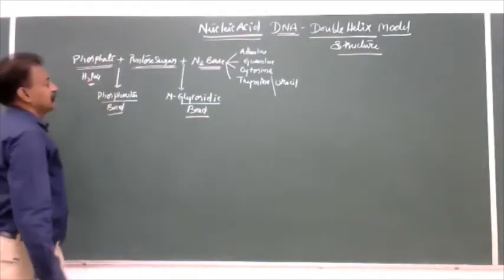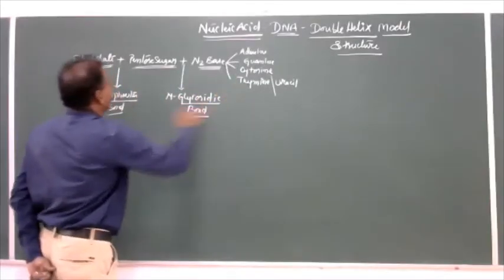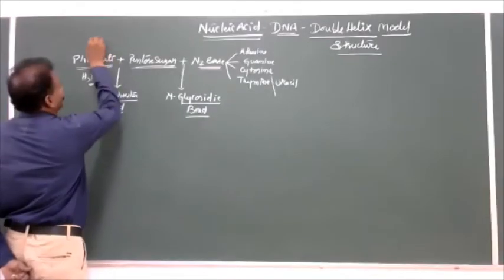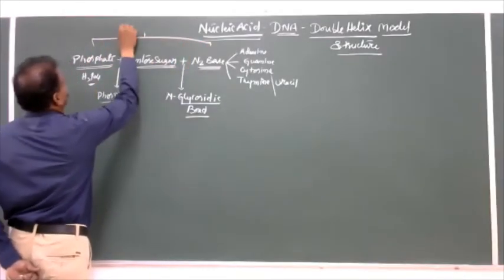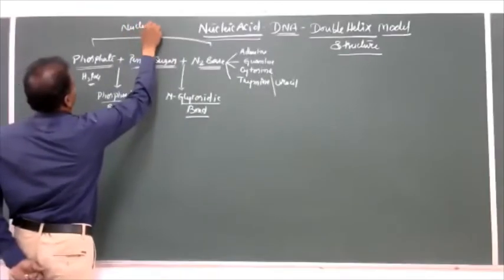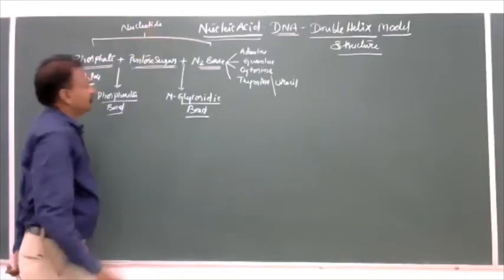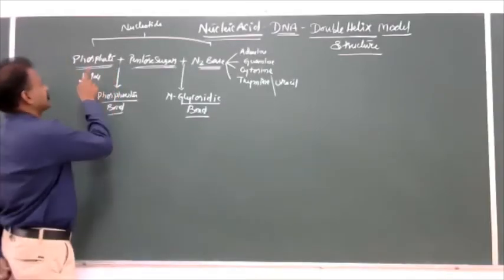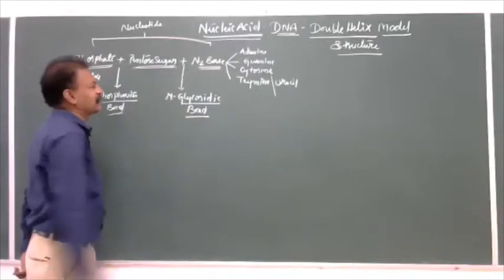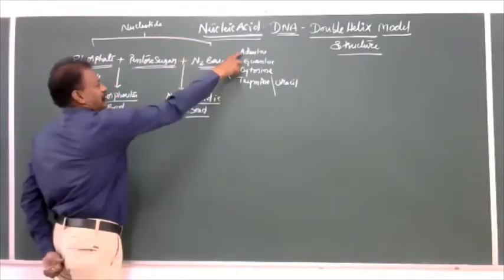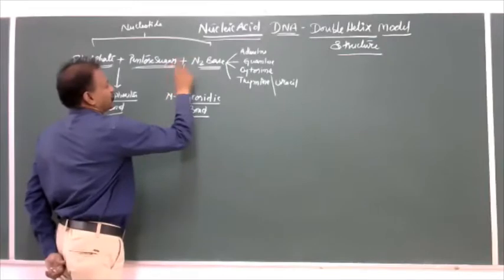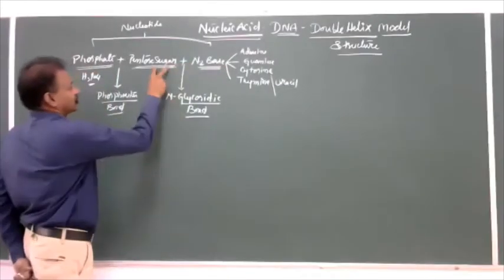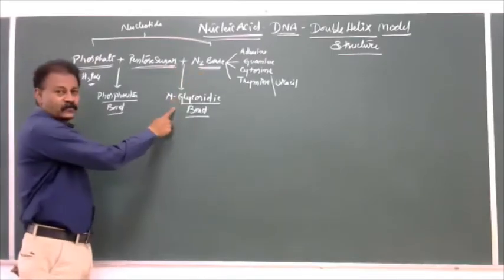Here, all these three together are called one nucleotide. Then in a nucleotide, what are the three components? We will give the same answer: phosphate, pentose sugar, and N2 base. Out of these bases, any one: either adenine with pentose sugar, or guanine with pentose sugar, cytosine, or thymine, and in RNA, uracil. And the sugar and N2 base bond is an N-glycosidic bond.